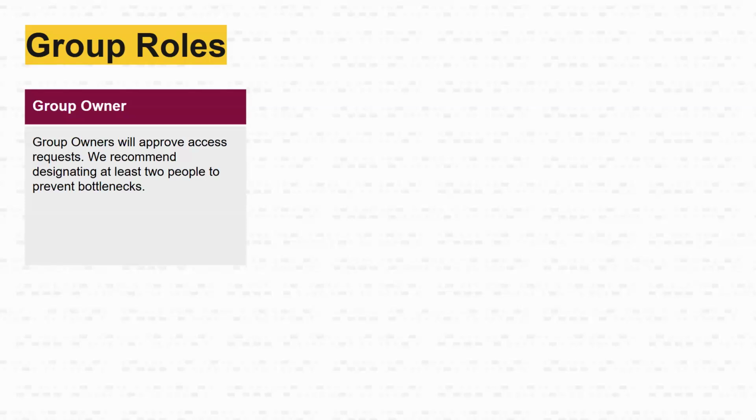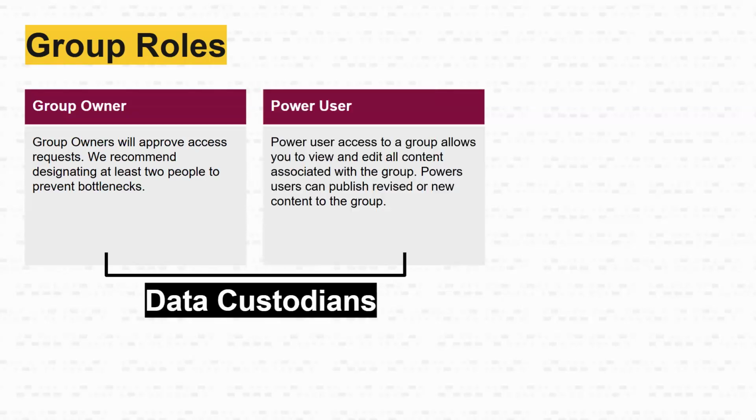So we have two main kinds of group roles. We have our group owner and group power user. So the owners are the ones that are approving access requests. When we have folks that are new to the department, new to ASU, they'll submit something called a data access request. These requests are then sent to data trustees, which are our group owners. So we have at least two people designated to these group roles to ensure that there aren't any bottlenecks when we're approving for access.